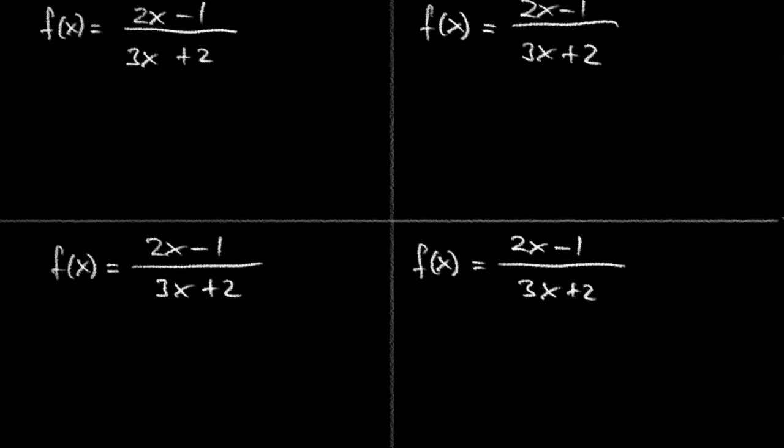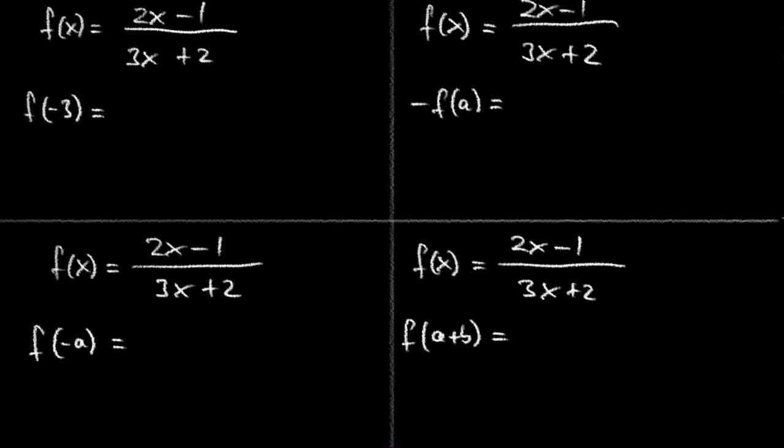Today we are going to evaluate the function f of x equals (2x minus 1) over (3x plus 2) at the indicated values: f of negative 3, f of negative a, negative f of a, and f of a plus b.